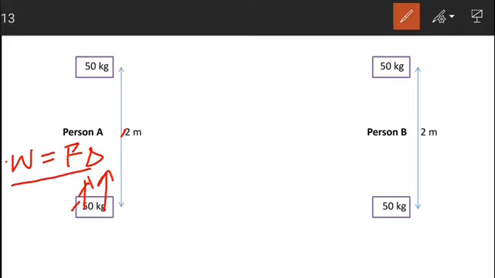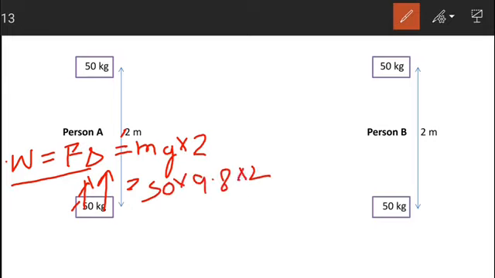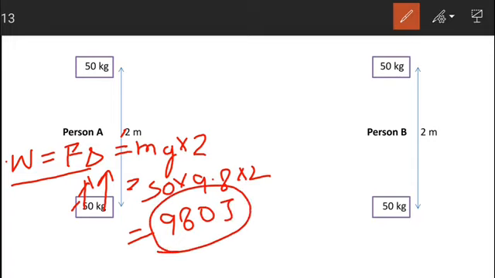Now here the force required to raise this block is equal to the weight of the block, that is m into g, and the displacement is given as 2 meter. Now let us substitute the values. So mass is 50 kg, g is 9.8 and displacement is 2. So it comes out to be 980 joules. It means this much amount of work should be done in order to raise this block of mass 50 kg to a height of 2 meter.